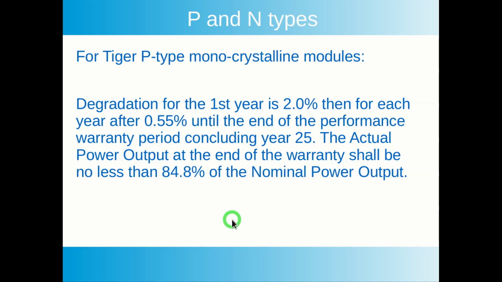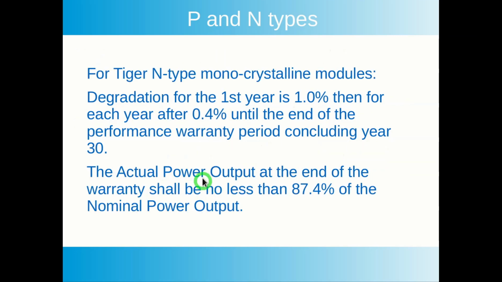So the degradation rate for the P-type is 2% for the first year and then 0.55% every year after that, all the way up to the 25-year warranty. So you can expect the power output to be at least 84.8% at the end of 25 years. For the N-type, the degradation for the first year is 1%, and every year after that it is 0.4%, and the warranty is up to 30 years, and you can expect at least 87.4% at the end of 30 years.